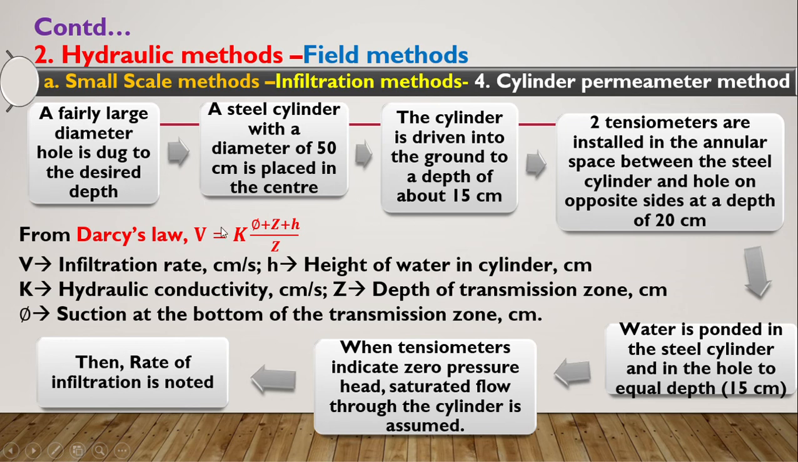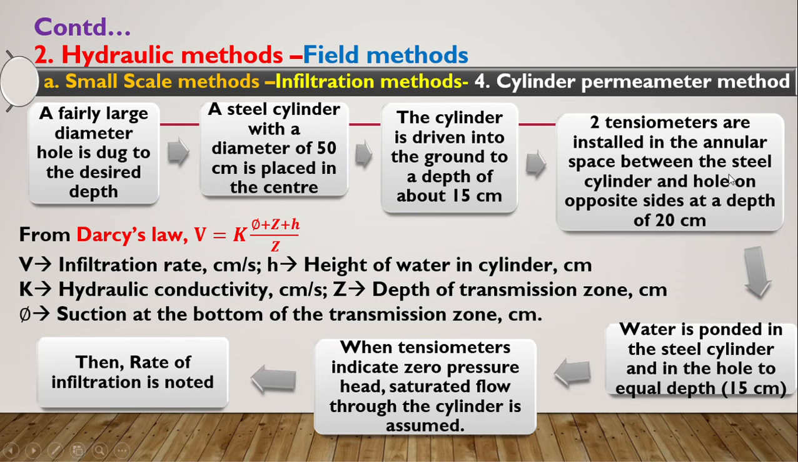K is the hydraulic conductivity here. V is the infiltration rate that we can measure from this experiment. Z is the depth of the transmission zone, the total depth of the zone. Phi is the suction at the bottom. This suction will be measured by means of the gravimetric method. That is not necessary for you now, but this is a suction. H is the height of water in the cylinder.